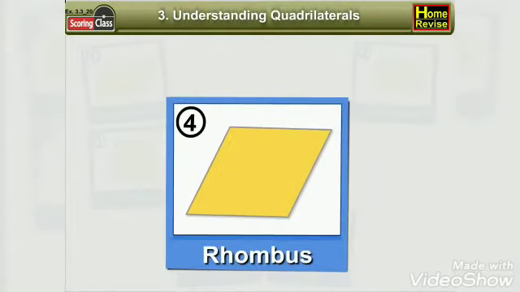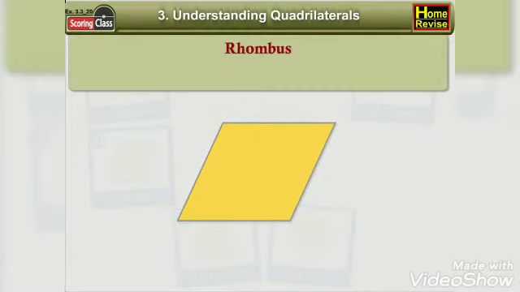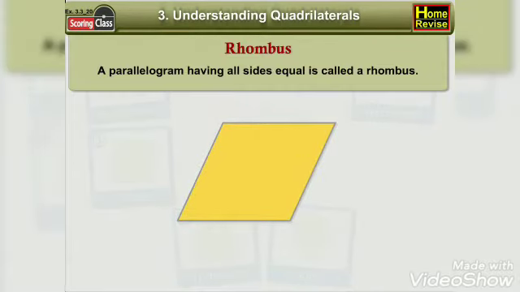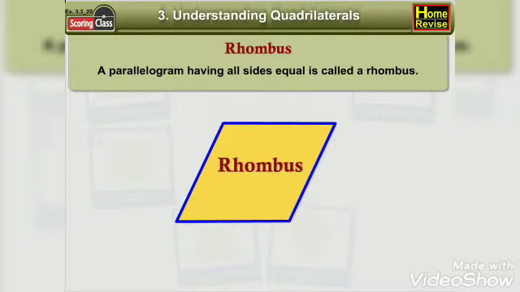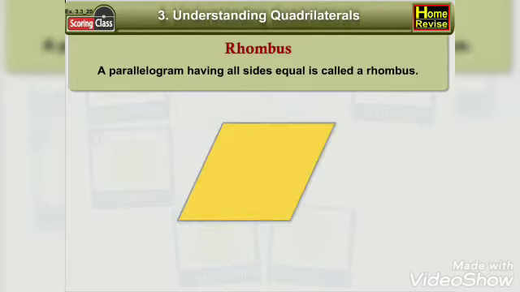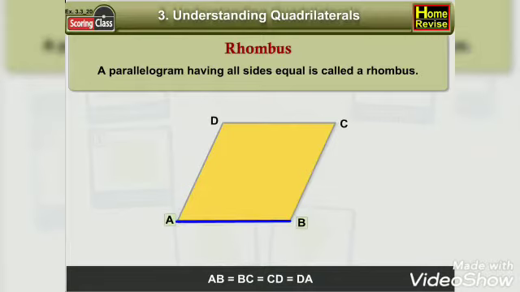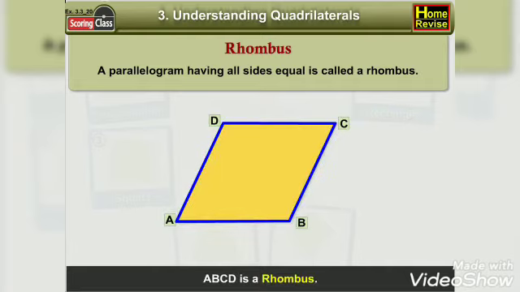Four. Rhombus. A parallelogram having all sides equal is called a rhombus. In the figure, AB is equal to BC, that equals to CD, that equals to DA. Therefore, ABCD is a rhombus.